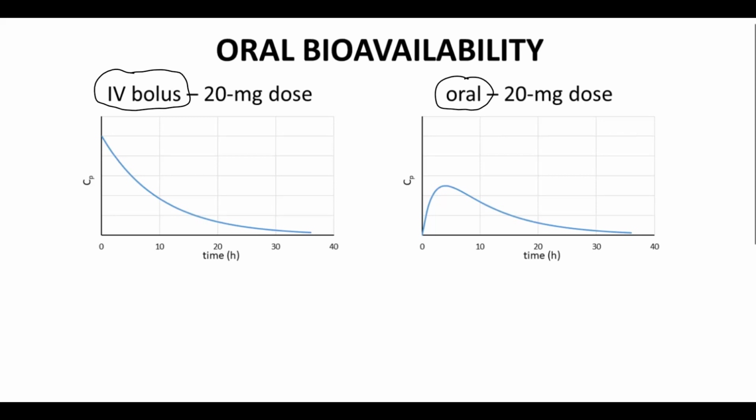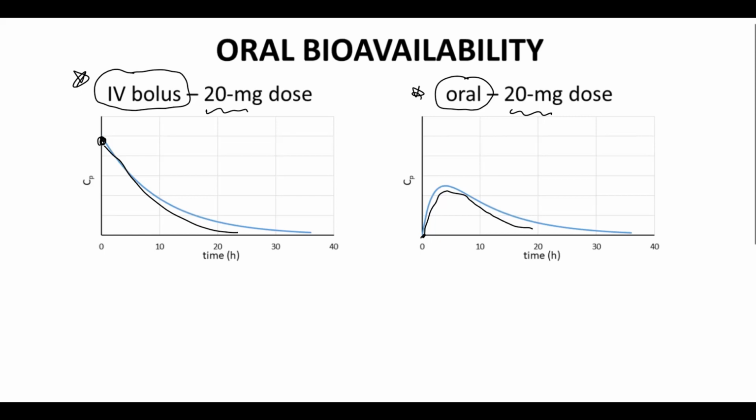oral administration. On the screen are two CP time curves for a drug from a 20 milligram dose with the same y-axis scale. The left curve is for the drug administered by an IV bolus. All the drug immediately enters the plasma. CP starts high and then slowly tapers off. On the right is our familiar oral curve. The CP starts at 0, and as the drug is absorbed, it rises and then tapers off.